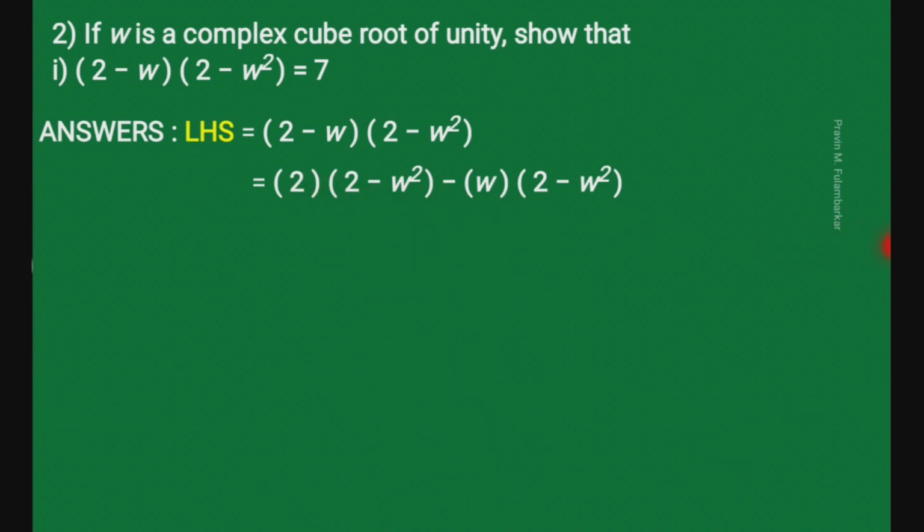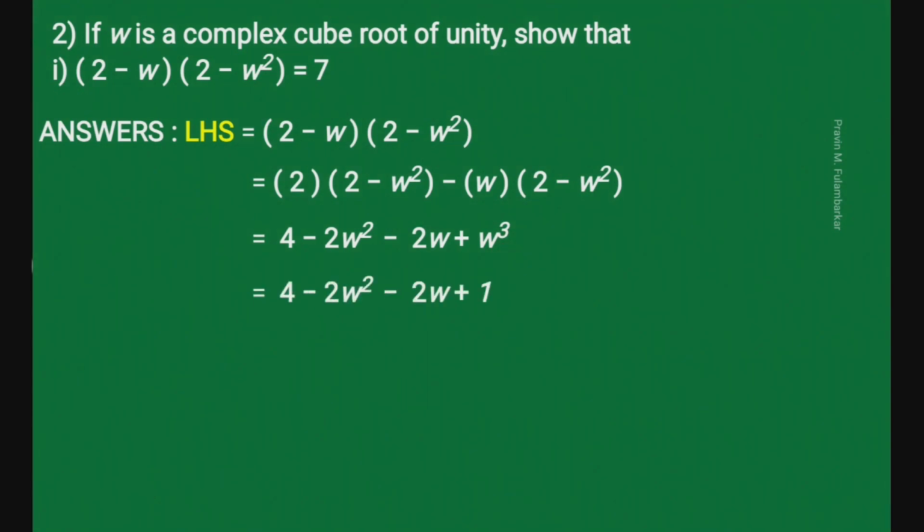So first we multiply by 2 to this first bracket. So 2 into 2 is 4, 2 into minus omega square, so we get minus 2 omega square. Then we multiply by minus omega. So minus omega into 2 we get minus 2 omega. Then minus minus plus, omega into omega square we get omega cube. So here we replace this omega cube by 1. Then we add this 4 with this 1. So 4 plus 1 we get 5. Then we keep this minus 2 omega square minus 2 omega as it is.